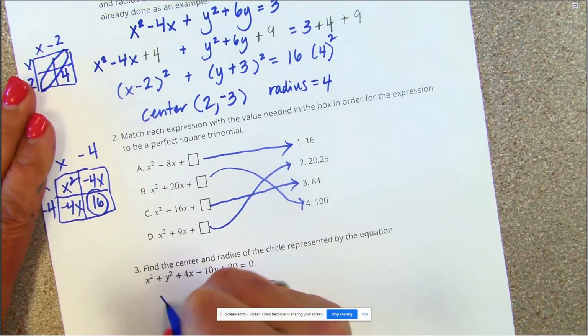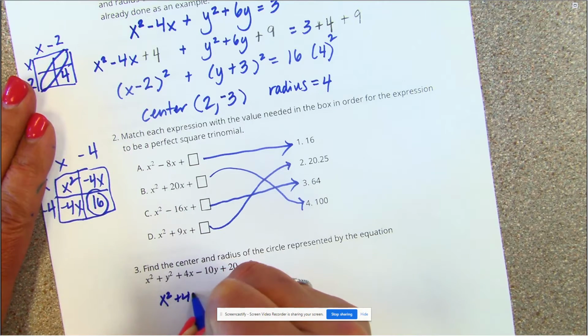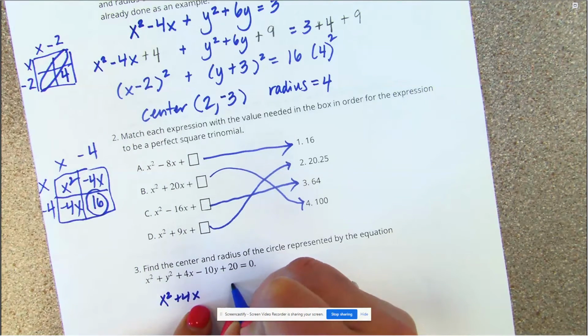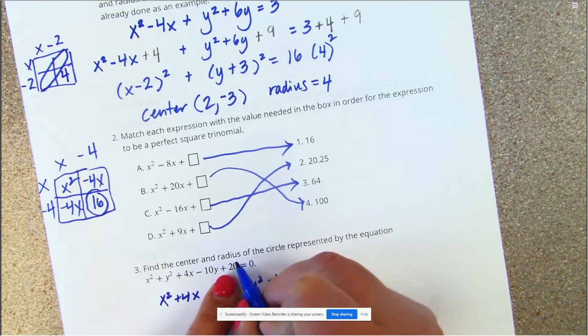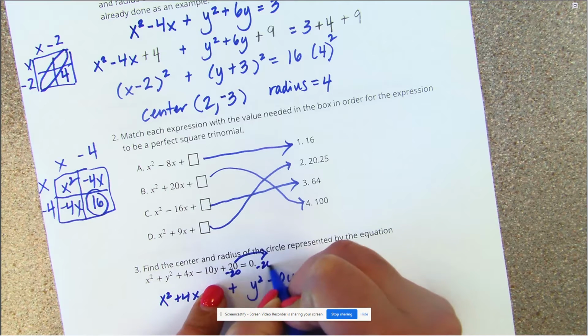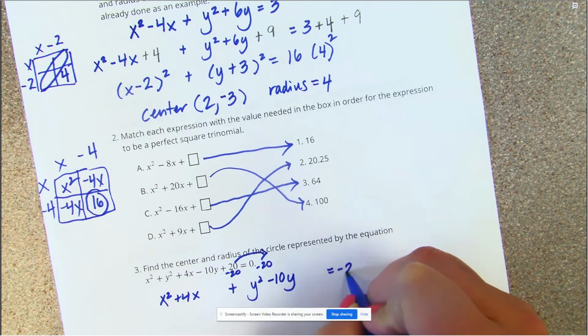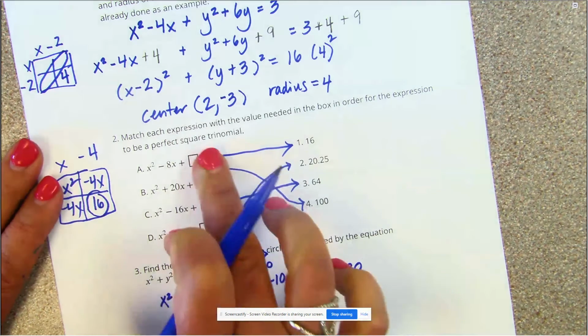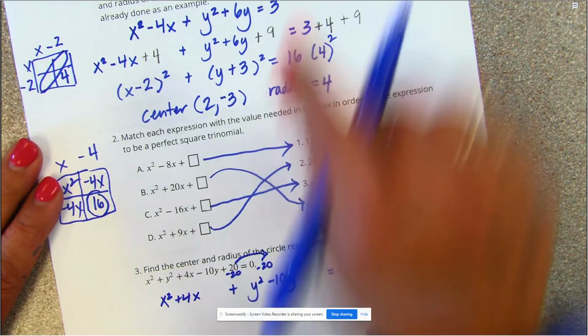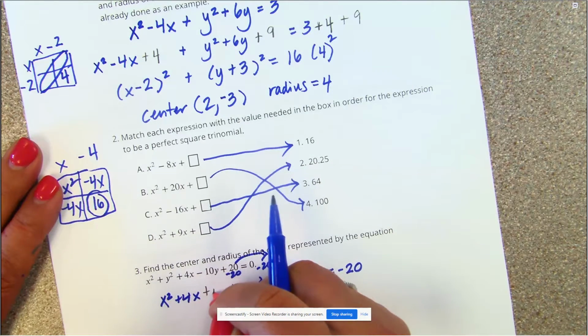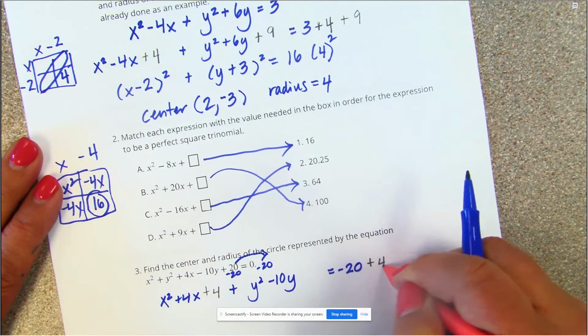Okay, so we go x squared plus 4x, leave some space, plus y squared minus 10y. Now we got to move the 20 over here. How am I going to move that? Using my rules of algebra, I'm going to minus 20. Now I'm going to do what I was doing here. What's half of 4? 2. What's 2 squared? 4. So I'm going to add 4, then I got to add it over here.